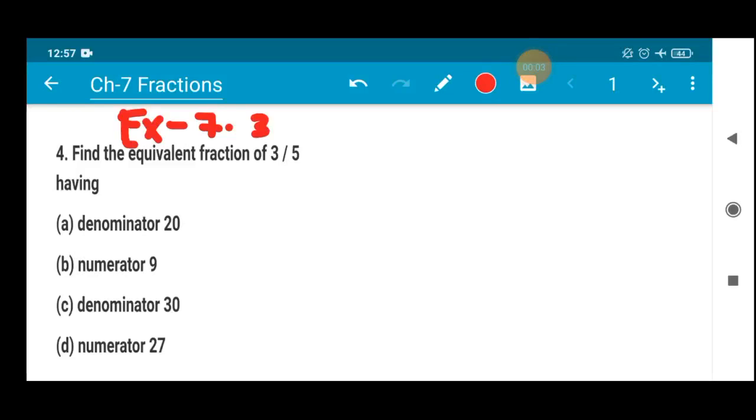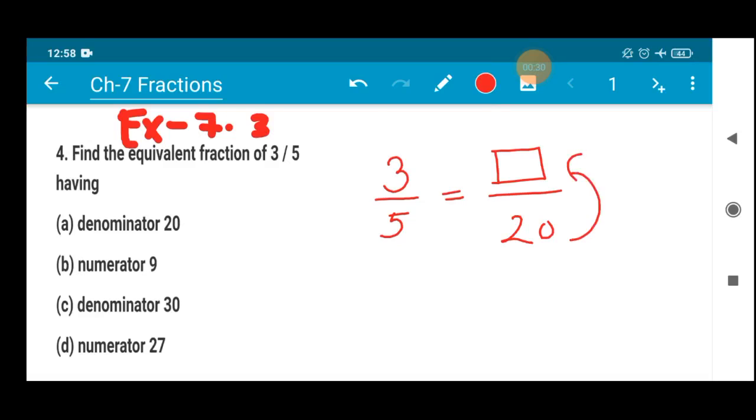So in today's session we will be doing question number 4 from exercise 7.3. The question states: find the equivalent fraction of 3 by 5 having a denominator 20. So you have to make an equivalent fraction of 3 by 5 whose denominator will be 20, and you have to fill in the numerator of the given question.